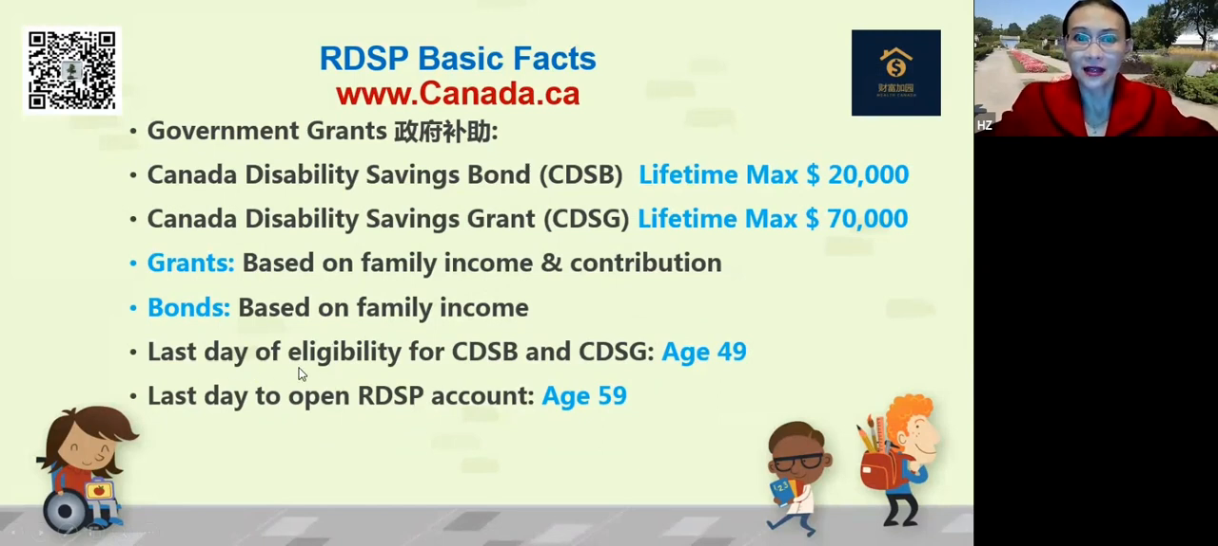And the last day of eligibility for CDSB and CDSG, meaning receiving the government's support, is when the person turns 49 years old, at the year end, December 31st. And the last day to open an RDSP account is age 59. So whoever has not turned 60 years old yet can open an account. However, just remember, the maximum age to receive the government support is 49 years old.